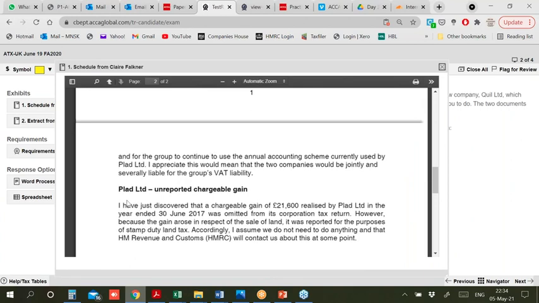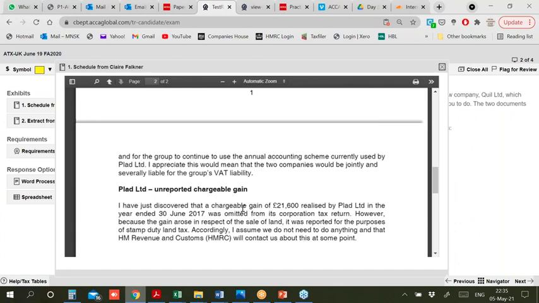So, unreported gains. I have just discovered that a chargeable gain of 21,600 realized by P Limited in the year ended 30th June 2017 was omitted from its corporation tax return. However, because the gain arose in respect of the sale of land, it was reported for the purposes of stamp duty land tax. So they have informed HMRC, but only for stamp duty land tax. They have not paid corporation tax on their gain. Accordingly, I assume we do not need to do anything and that HMRC will contact us about this at some point. No, guys, the understanding of the manager is completely wrong.